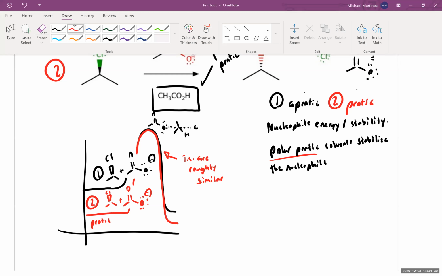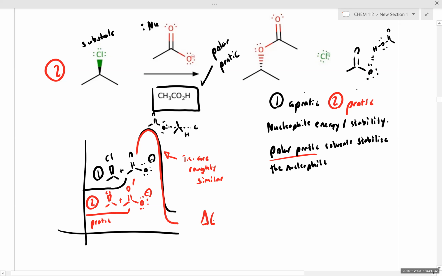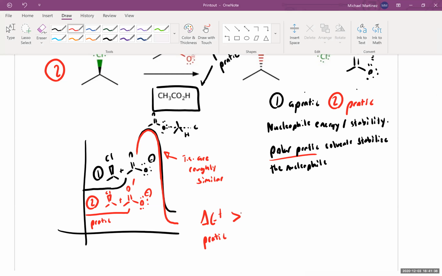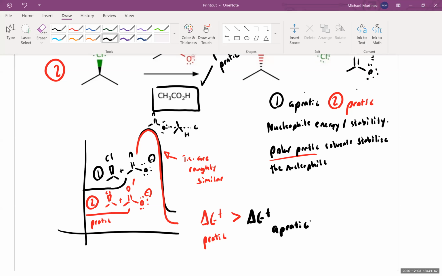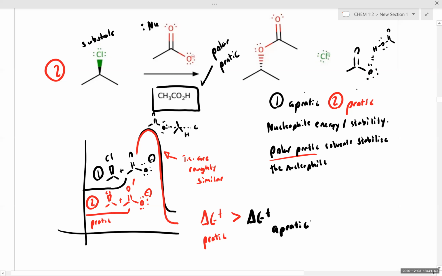And as we can see very clearly, the activation energy for our protic solvent pathway is greater than the activation energy for our aprotic solvent pathway. So if you want a fast reaction, you choose to use an aprotic solvent.